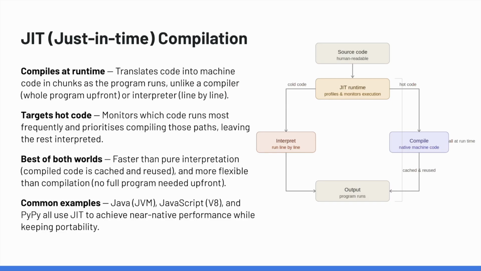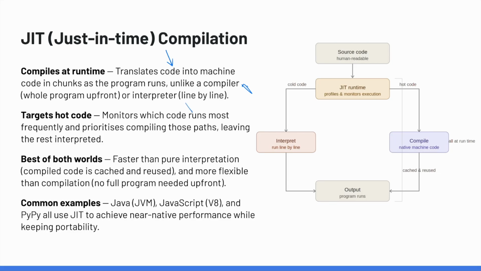Now, another type of compilation method we have is just-in-time compilation. So basically in just-in-time compilation, we're going to be translating code into machine code as the program runs. So this is a bit more like interpretation, but it's more of a hybrid of both interpretation and compilation.